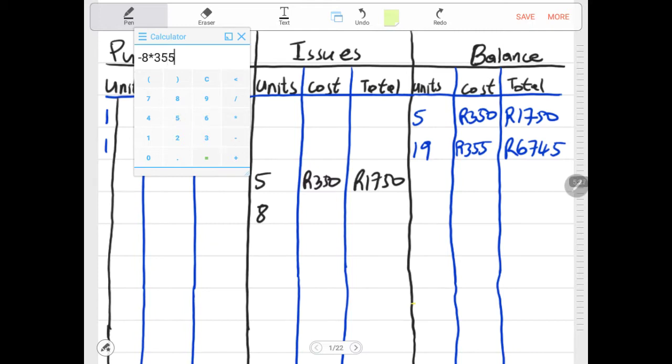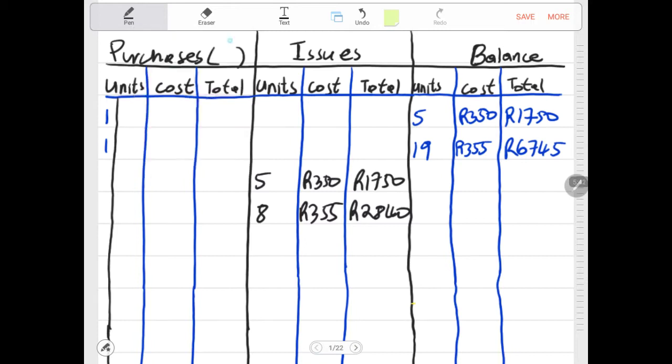8 by 355 will give us a total of 2,840 of the inventory that was bought at a price of 355 rands. Now this is the issue of the 13 units.